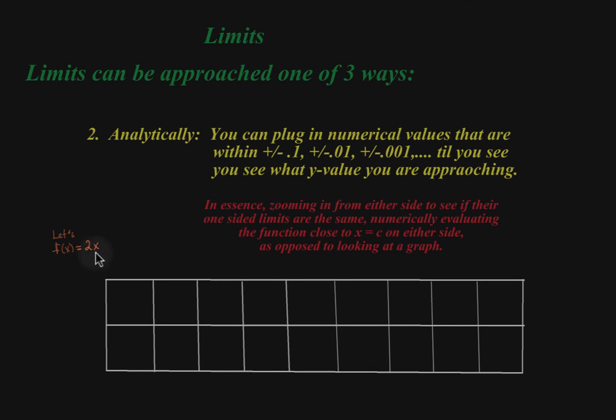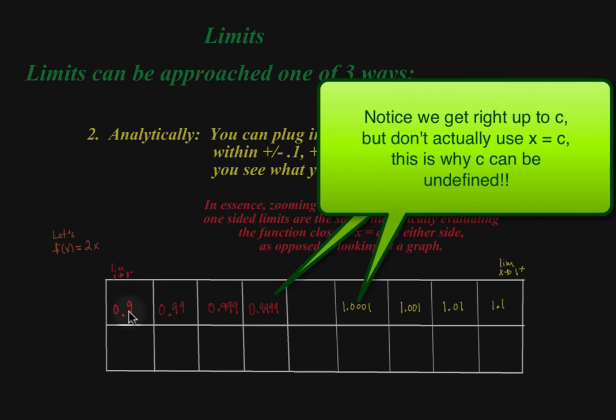Let's look at the function f of x equals 2x. If we were to zoom in on either side at, let's say, x equals 1, then what we would be doing is approaching 1 from the negative direction. So we'd subtract 0.1, 0.01, 0.001, and get these x values. And then also do the same thing from the positive direction. We're going to start with adding 0.1, adding 0.01, 0.001. And you'll notice we're zooming in, getting closer and closer from either side to x equals 1.